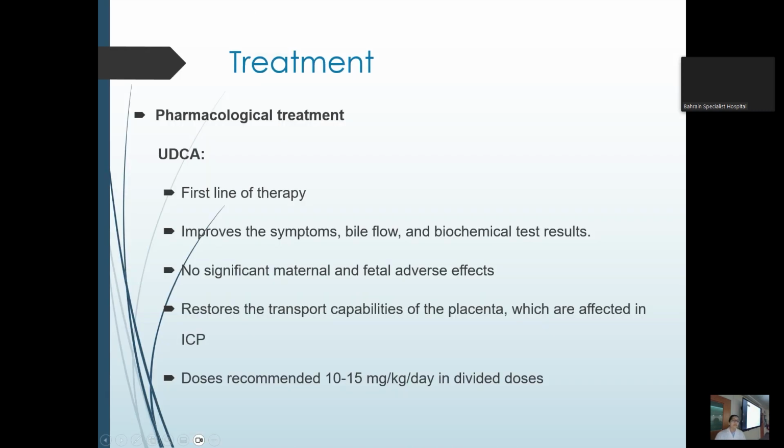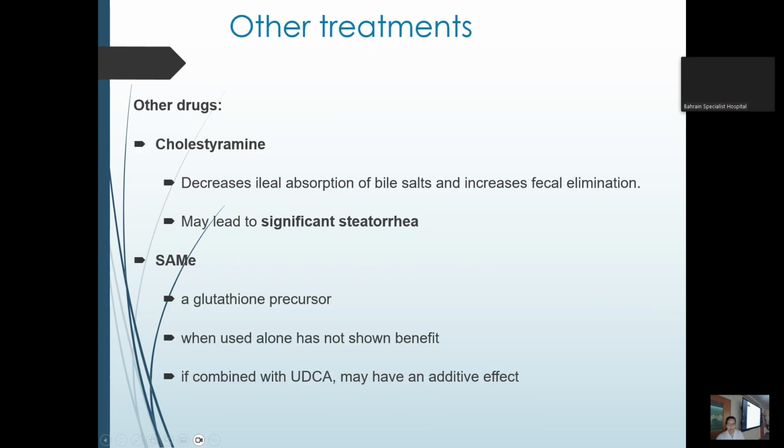Now the pharmacological treatment: the first line is ursodeoxycholic acid. It improves the symptoms, bile flow, and the biochemical test results. There are no significant maternal or fetal adverse effects. It restores the transport capabilities of the placenta, which are affected in ICP. The recommended dose is 10 to 15 milligram per kilogram per day in divided doses.